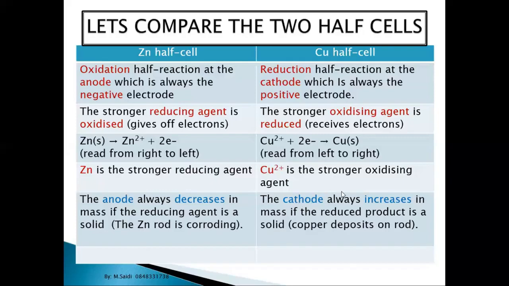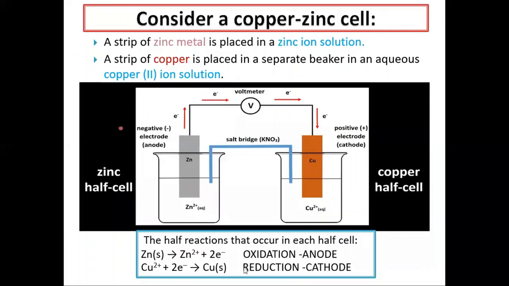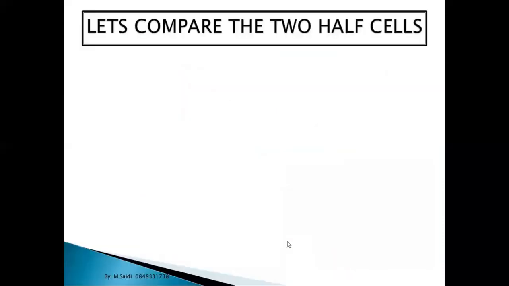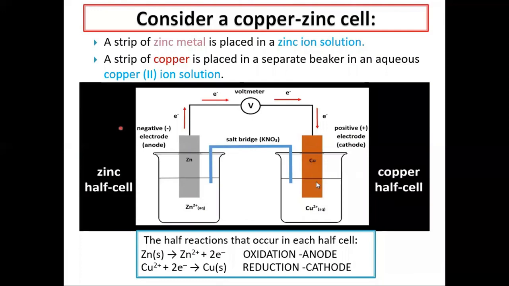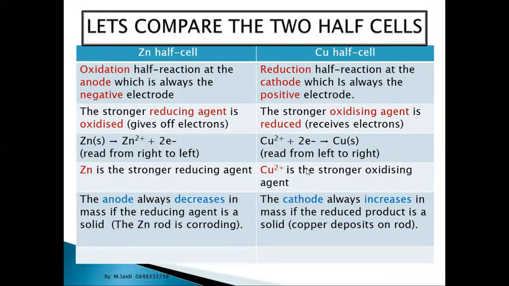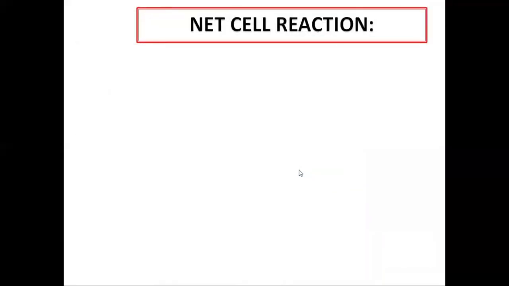All right, and then they're saying the cathode always increases in mass if the reduced product is a solid. So we saw that since copper is a solid, if you look at it here in the equation, copper is a solid, then it means that the terminal must be increasing in size, always, as long as it is a solid. Since now you know the concept, we can apply these concepts in different versions.